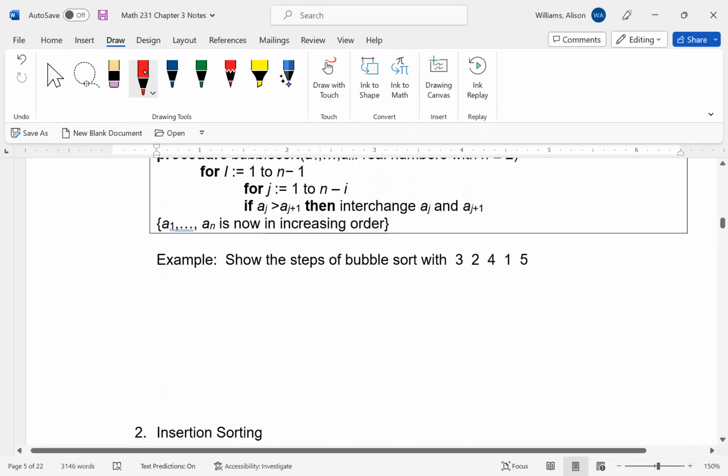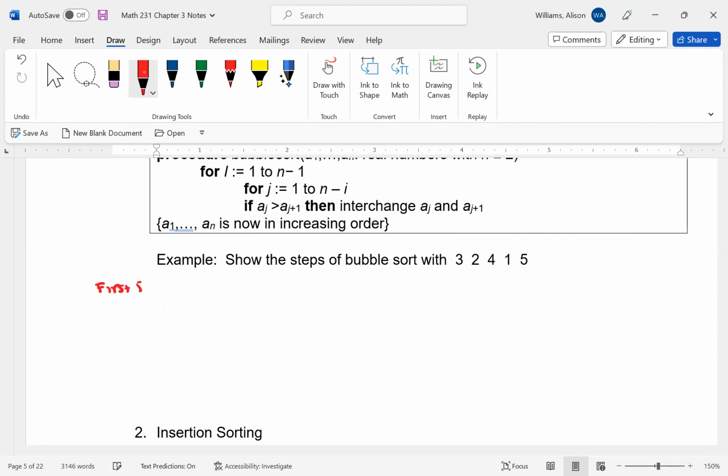So here's what we're going to do. This is going to be my first pass. I'm going to start with 3, 2, 4, 1, 5. The first thing I see is that the first two are out of order, so I'm going to interchange them. So now I am at 2, 3, 4, 1, 5. I don't need to interchange the next two. We're good. But these next two are out of order, so I need to fix that. So that's going to be 2, 3, 1, 4, 5.